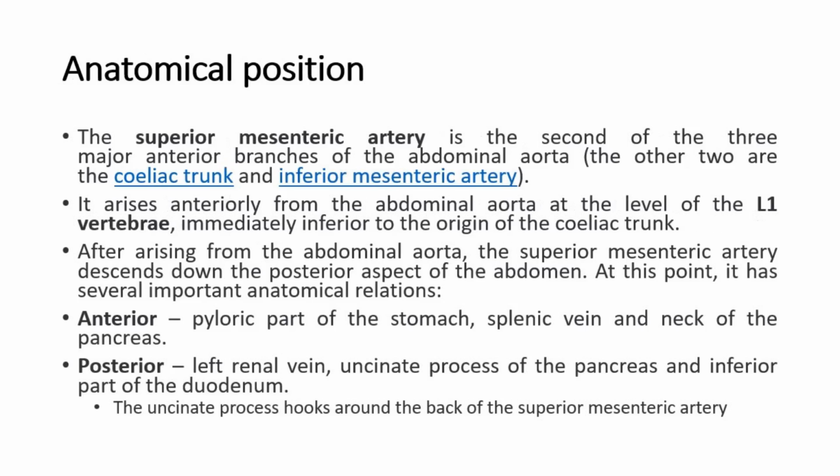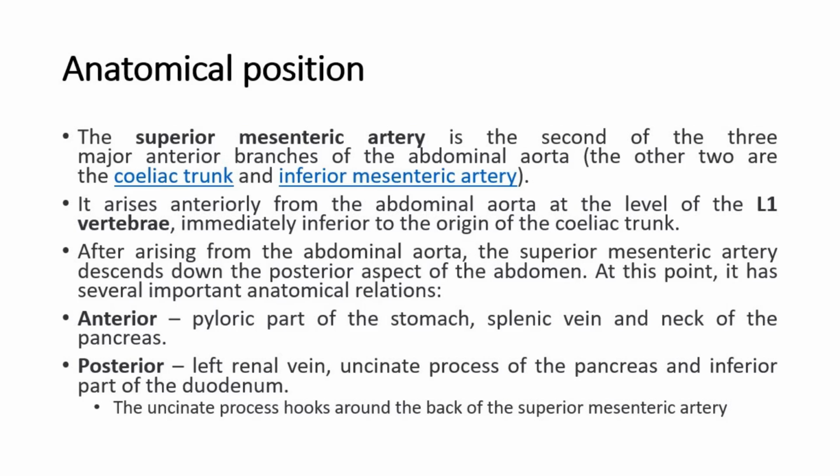The superior mesenteric artery is the second of the three major anterior branches of the abdominal aorta. The other two are the celiac trunk and inferior mesenteric artery. It arises anteriorly from the abdominal aorta at the level of the L1 vertebrae, immediately inferior to the origin of the celiac trunk. After arising from the abdominal aorta, the superior mesenteric artery descends down the posterior aspect of the abdomen. At this point, it has several important anatomical relations.